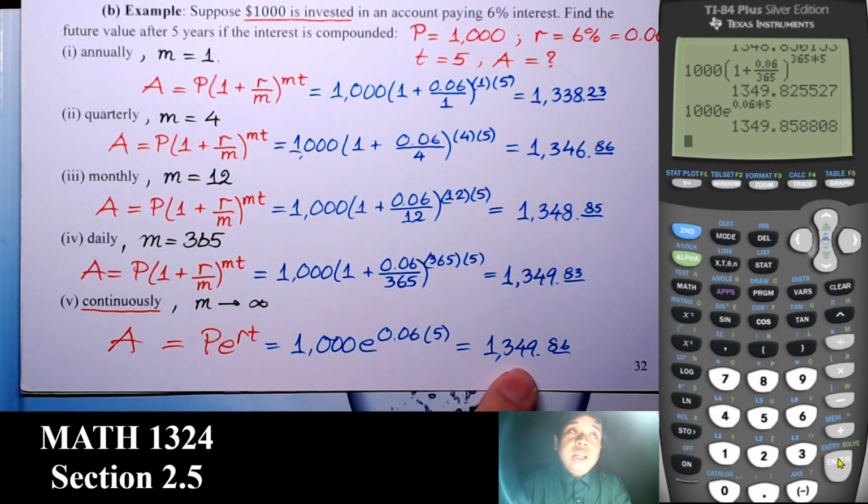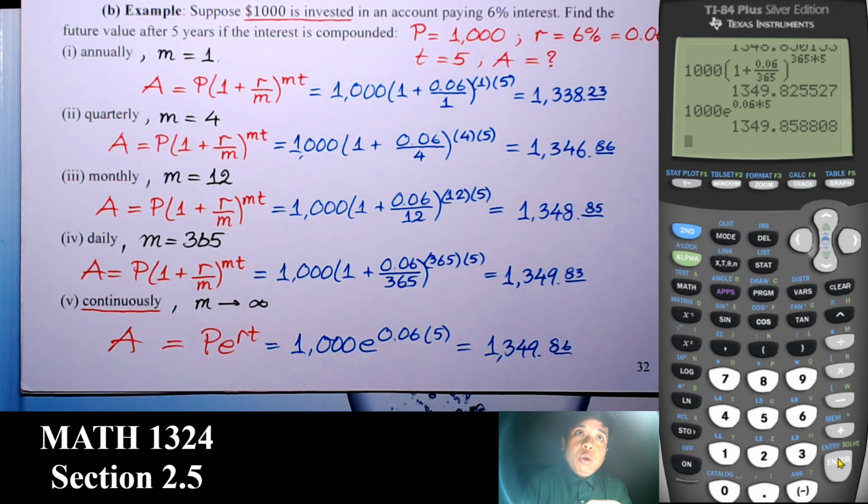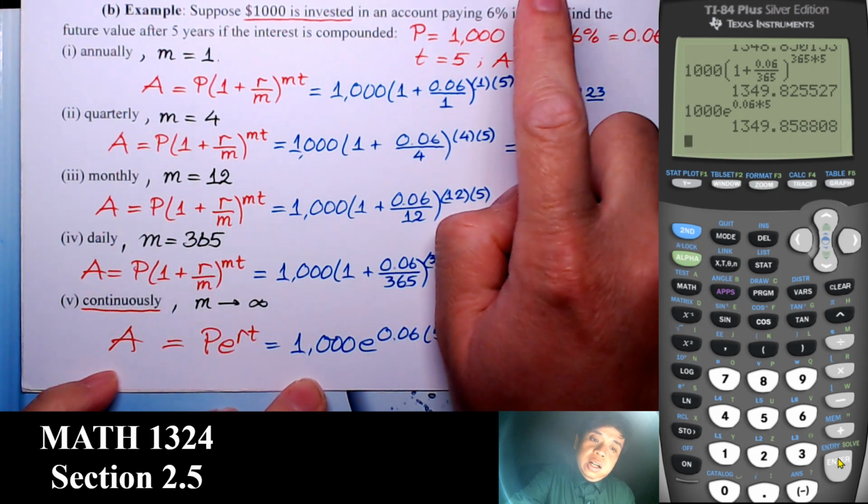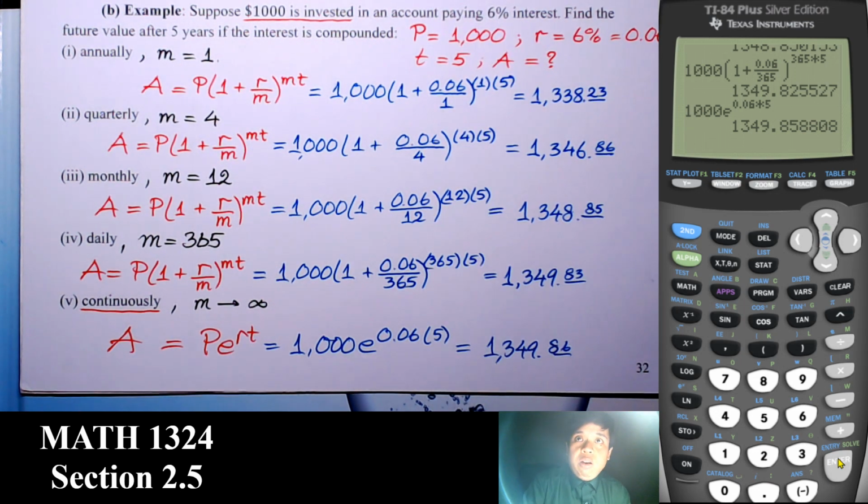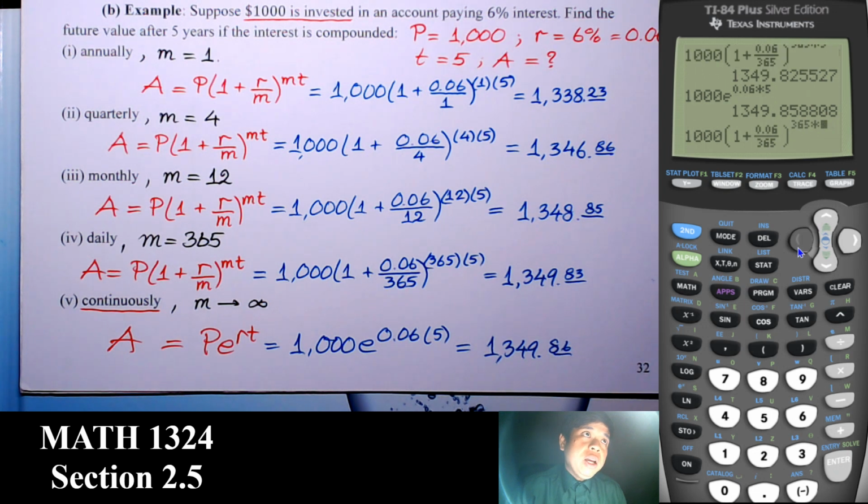But we cannot generate more than this. So continuously is the most you can generate money at a fixed rate. So of course that is where m goes to infinity. I just want to show you this. So when we take m to be a very big number, like 1, 2, 3, 4, 5, 6, that's 1 million. Let's say it is compounded 1 million times a year.